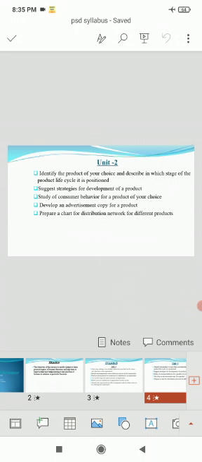And finally the second unit contains: develop an advertisement copy for a product. An advertisement draft is to be prepared for that product, and also prepare a chart for a distribution network for a different product. These are to be studied in the second unit.